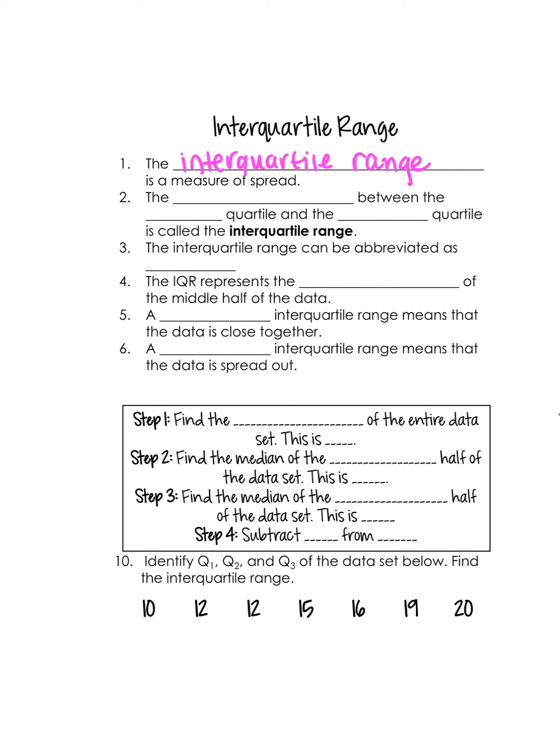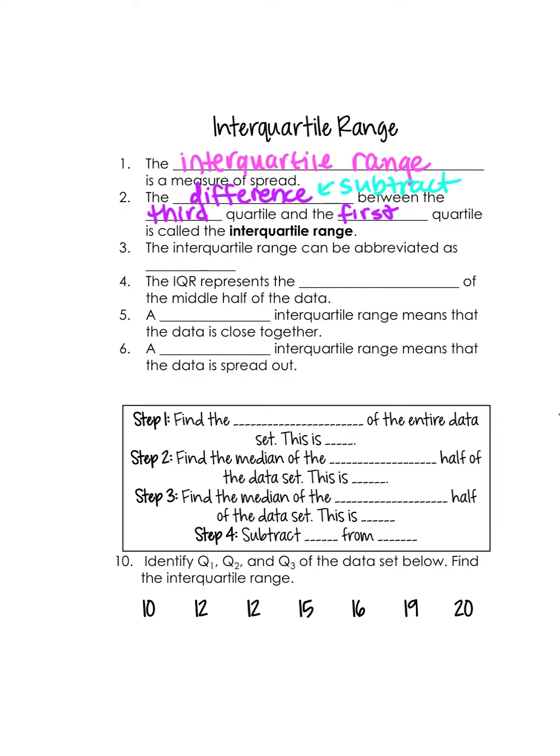We're going to talk about interquartile range. The interquartile range is a measure of spread, so it looks to see how far spread out something is. To find it, it's the difference between the third quartile and the first quartile. Now, what does difference mean? Difference is subtract, right? So that kind of gives us a clue of what we're talking about here.